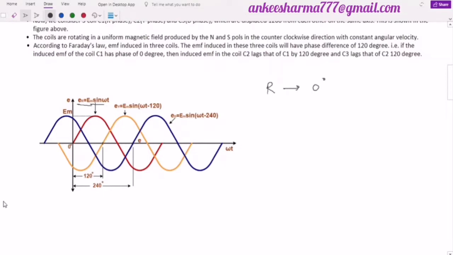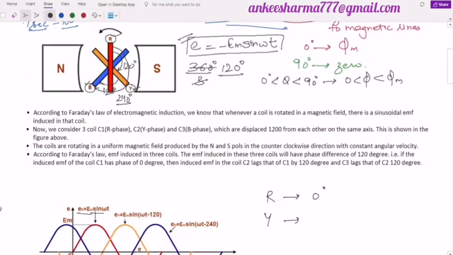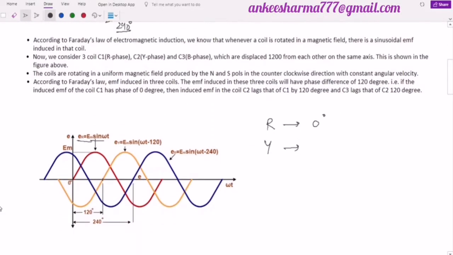Second, I am going to discuss the yellow one. The yellow conductor, the yellow coil over here, was displaced by an angle of 120 degrees with reference to this red one. It means definitely the waveform generated by that coil will be displaced by an angle of 120 degrees. So you will find here exactly a difference of 120 degrees. This point, with reference to the red one, has a phase difference of 120 degrees.